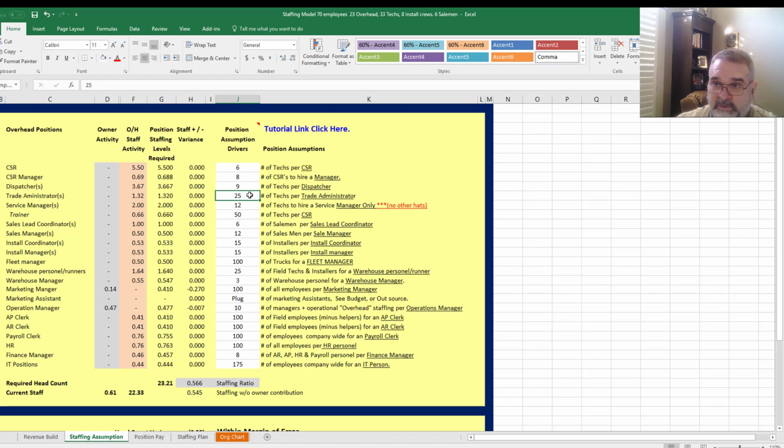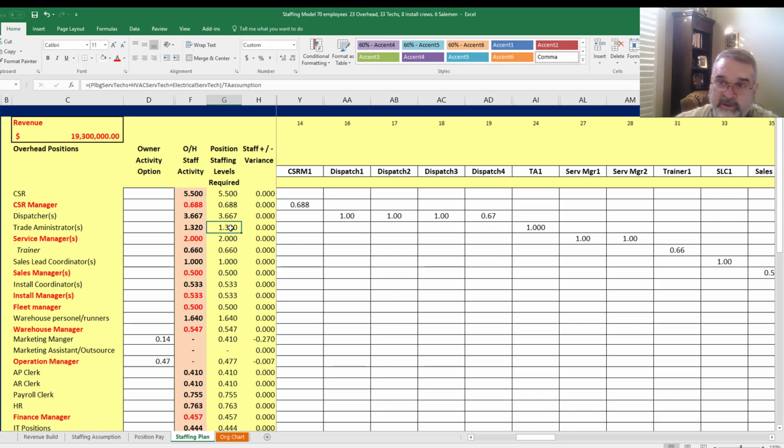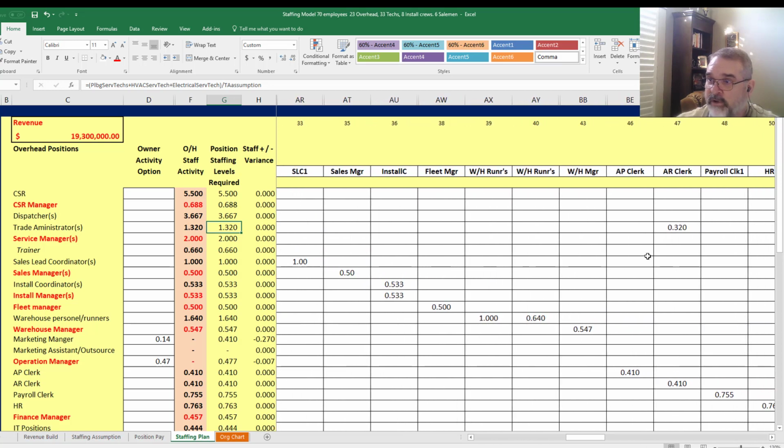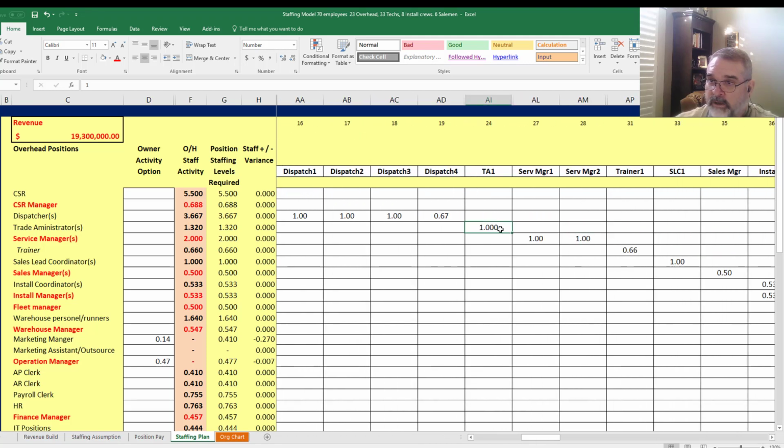Trade administrators, 1 out of 25. I got 33. That should be reading more than that. Take a look at that algorithm. Find out what. Oh, it is. It is 1.32. So somebody else is wearing that 0.32, and let's just see who's wearing that 0.32. It's probably over here in accounting. Accounting AR jumped up here and picked up that other 0.32. Okay, so 1 out of 25 techs a trade administrator can handle 100%. So they basically took 100% right here, and now the accounting department took the other 0.32, and they're back over this way somewhere.